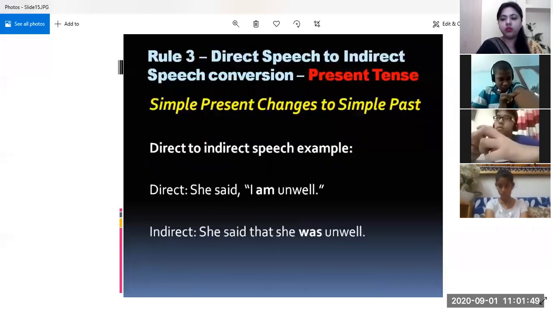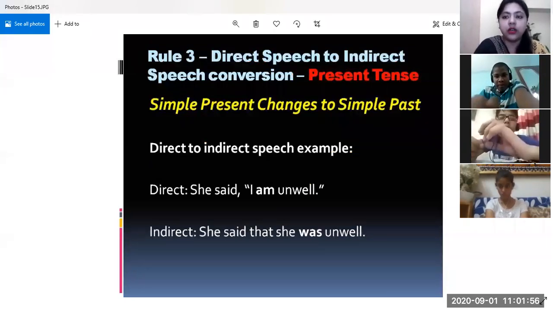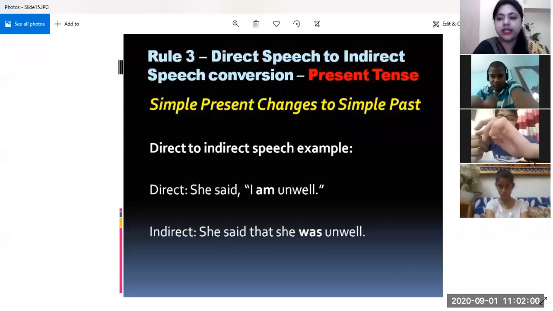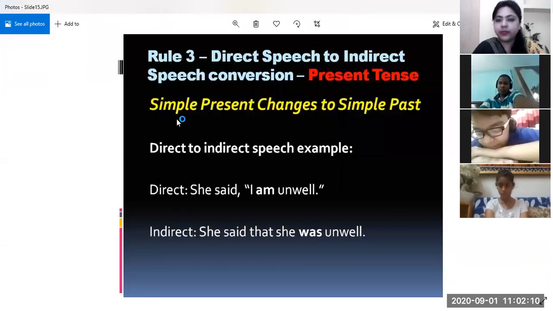Now let us move on and learn about the transformation of direct into indirect speech, and the changes we bring in the present tense. When the reported speech is in the present tense, how do we change it into past tense, or in what form does it get converted to?